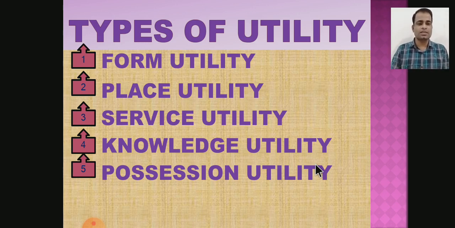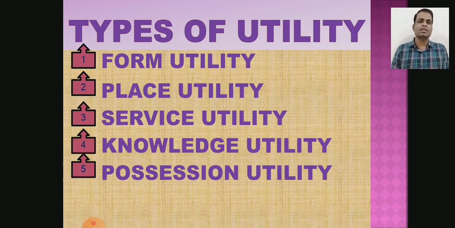Possession utility arises when the ownership of the product is transferred from one person to another person. When ownership of the product or good is transferred from one person to another person, and as a result utility is created, such type of utility is called possession utility.